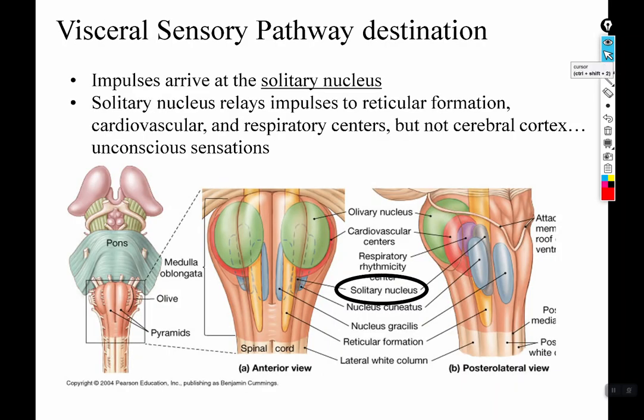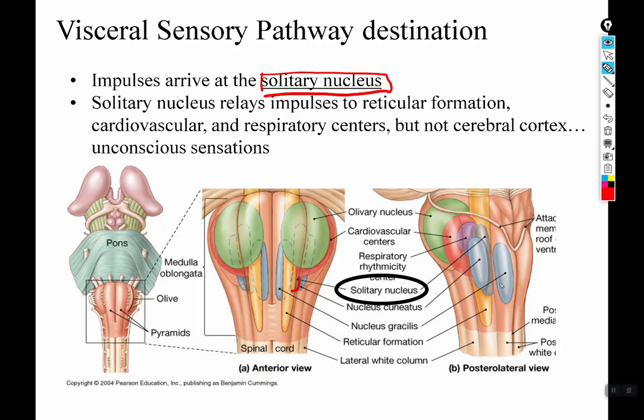So, visceral sensory pathway destination. Where does the visceral sense arrive if it arrives not in the spinal cord in this case? Because we already established that lower visceral senses arrive at the dorsal gray horn of the spinal cord. So where do the upper ones arrive in the brainstem? They arrive at the solitary nucleus, which is this little guy that's hidden behind the olivary and the reticular formation. But if you turn it, you can see that it's this one right here.